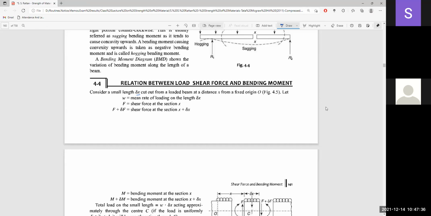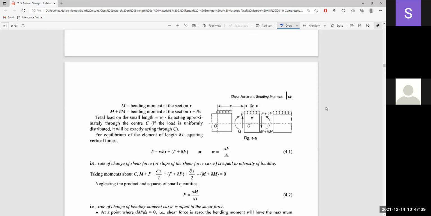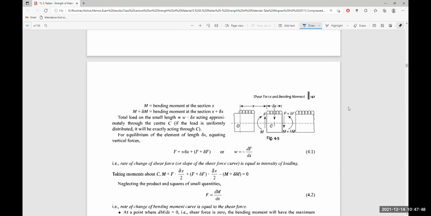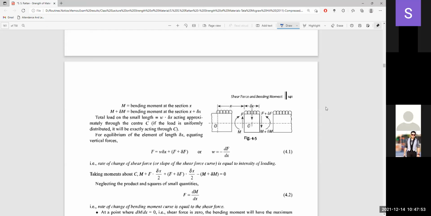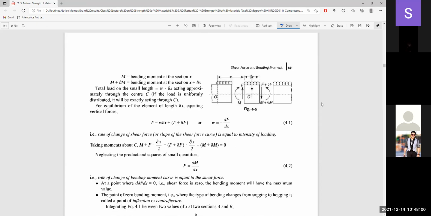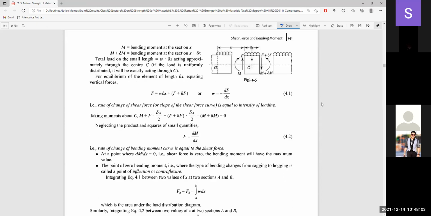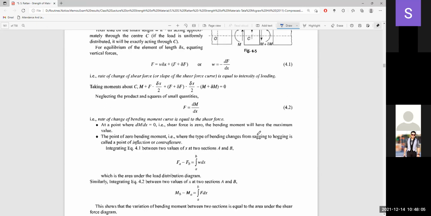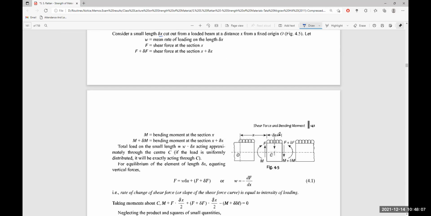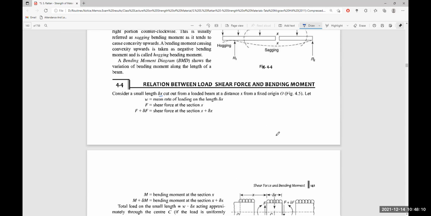Now, we have found that the distributed load w is equal to minus dF by dx, and taking the moment of the small section, the shear force F is equal to dM by dx. The rate of change of bending moment is equal to the shear force. Let me go through certain more details.